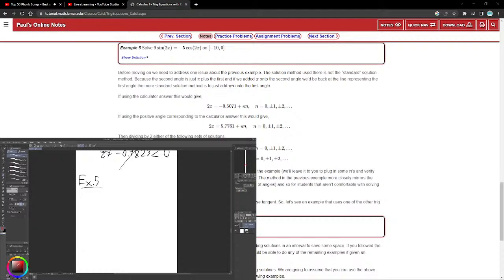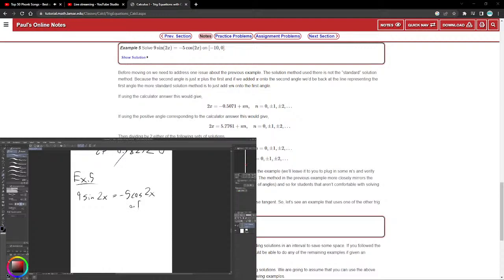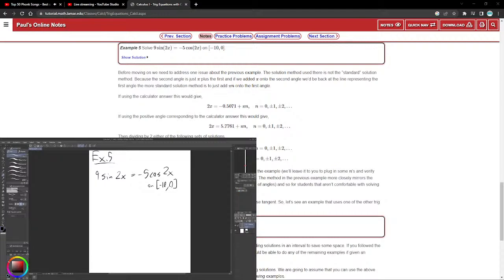Solve 9 sine 2x equals -5 cos 2x on -10 0. So let's see. Probably gonna put cos over sine, so we're gonna divide. I'm gonna rewrite this.